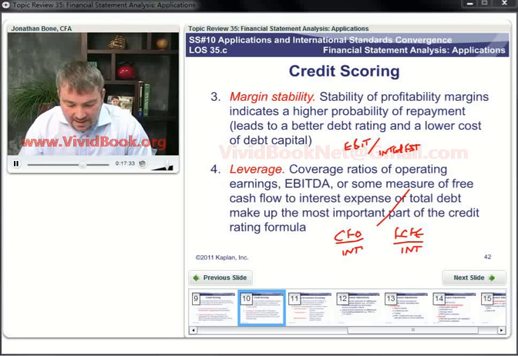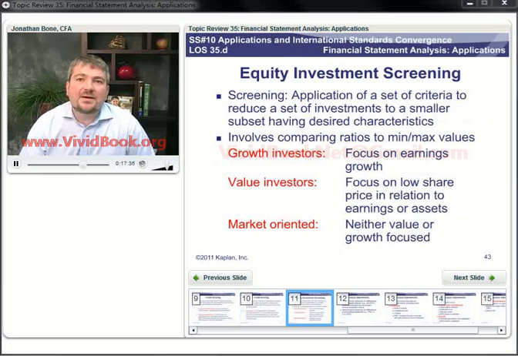Now, our next LOS asks us the use of ratios in equity screening. Screening, of course, is really setting up a set of criteria in order to pick investments. In other words, in order to choose equities that have desired characteristics for your portfolio. So what you're going to do is set up ratios, put some minimum and maximum values on those ratios, and select stocks that hit those targets.